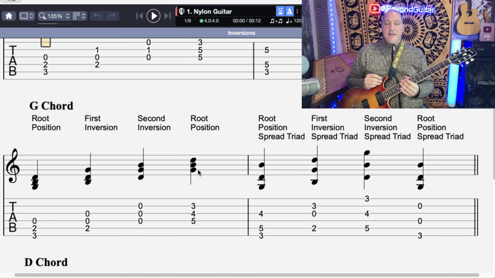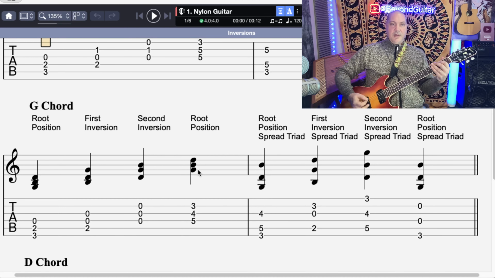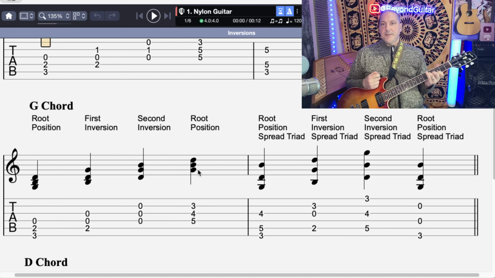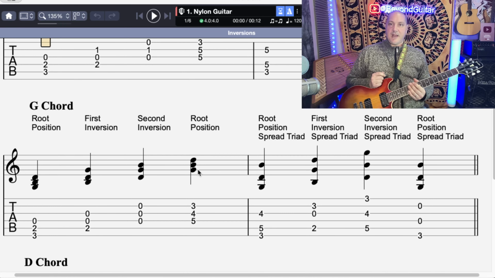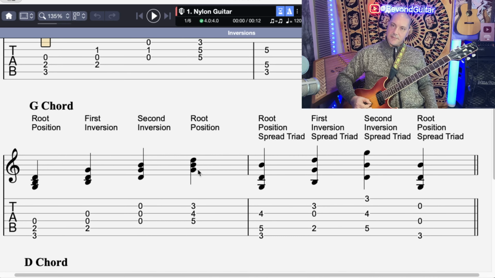So let's play what we have in front of us here, all four of those G chords in a row. Here we go. Root position chord. First inversion. Second inversion. Root position. It helps to play them and hear them to understand the concept. It helps to hear it. Root position. First inversion. Second inversion. Root position.